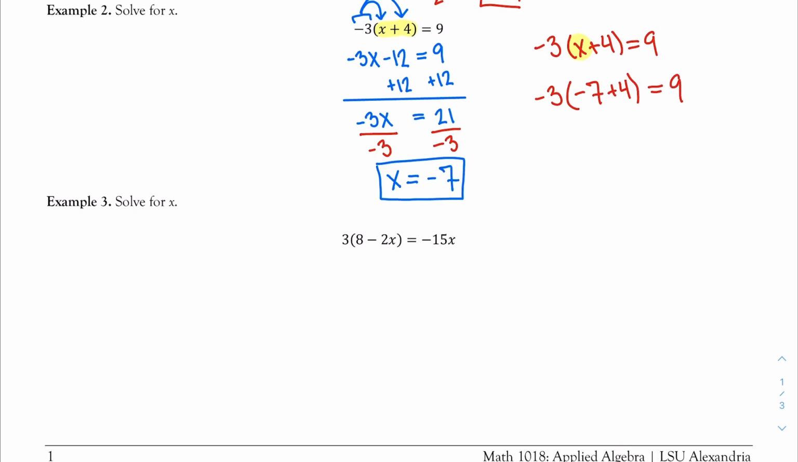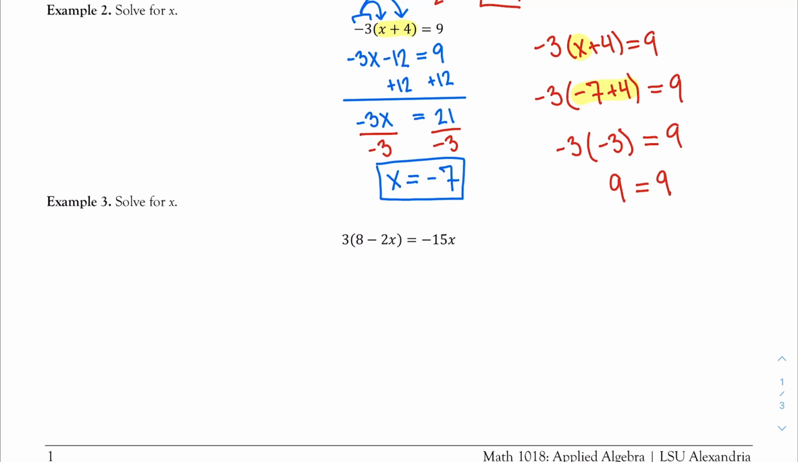Using my PEMDAS rules, my order of operations, I have -7 plus 4. That gives me -3 times -3. And -3 times -3, I get 9 on the left. And we're for sure that 9 is equal to 9. So this is obviously true. This tells me that my answer was a correct answer. My answer is, in fact, x is equal to -7.